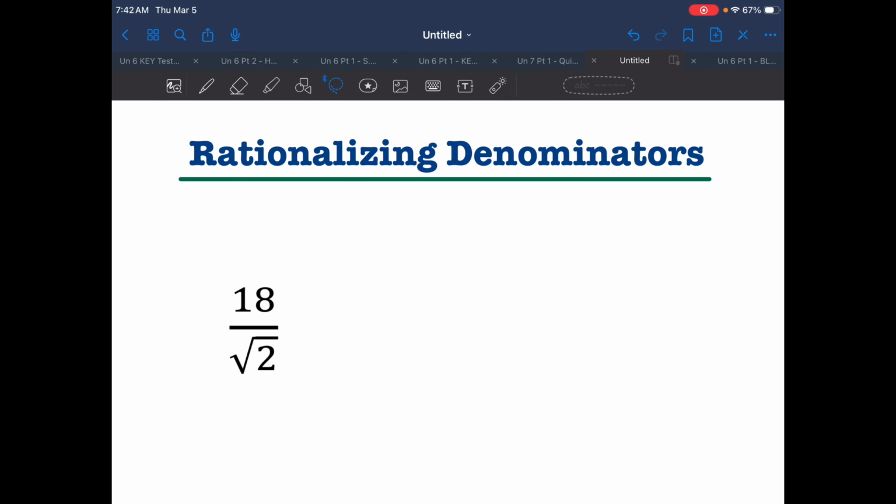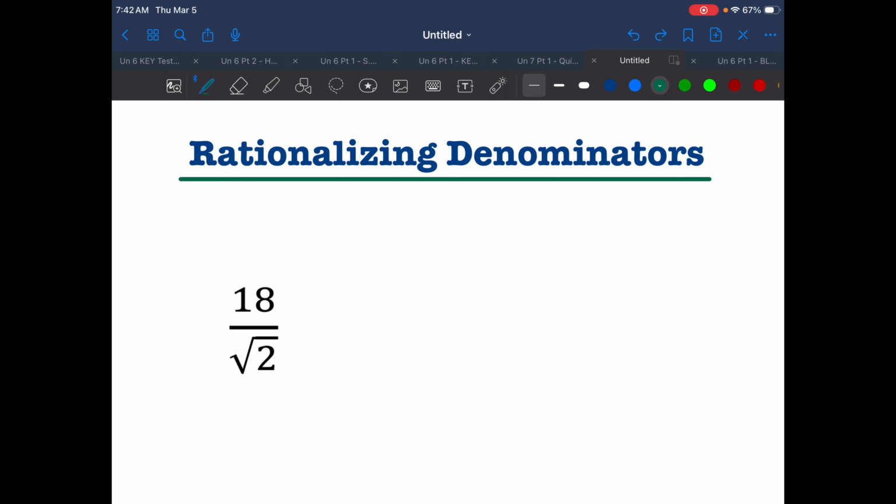Hello everybody. I wanted to make a quick video for you guys to talk about the process of rationalizing denominators. And the first thing I want us to notice is that our denominator in this fraction is irrational. It's an irrational number, right? It's a square root of a non-perfect square.